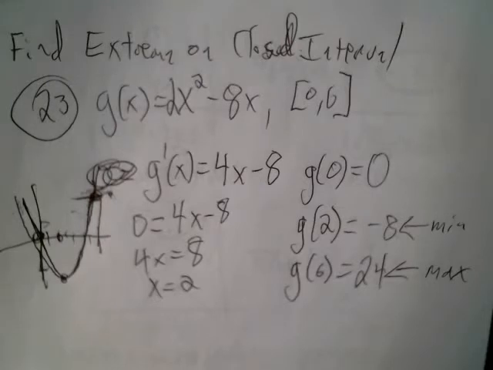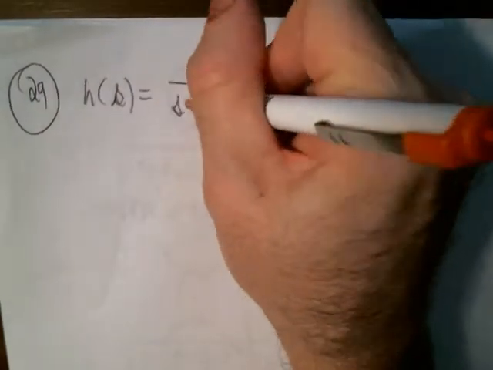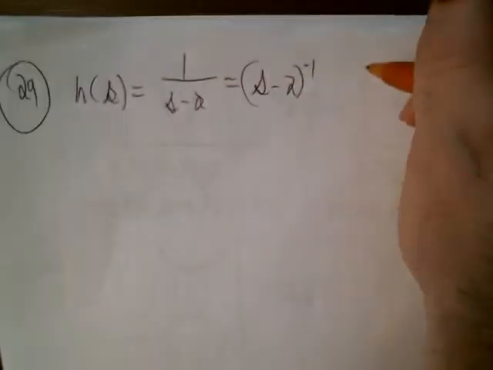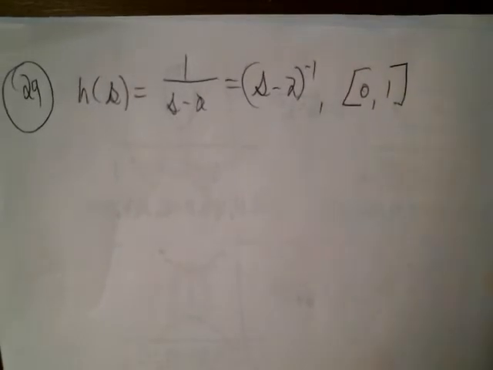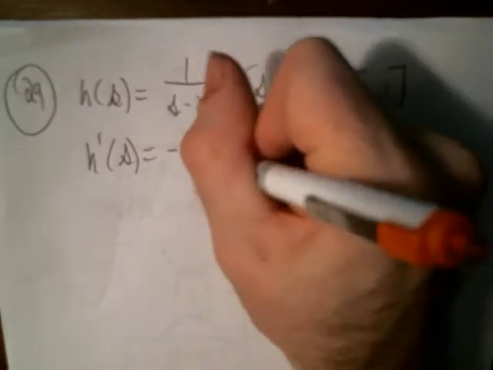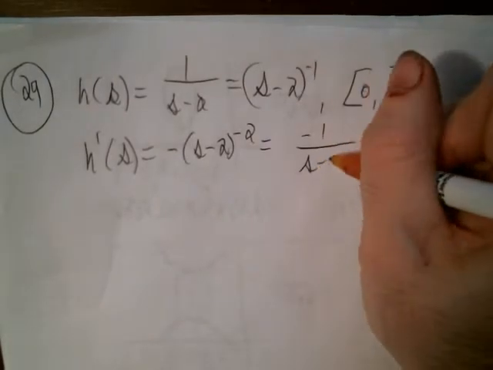Okay. Let's try one more of those, and then I'm going to talk about the theory. Okay, so here's 29. H of s is equal to 1 all over s minus 2, which I'm going to write as s minus 2 to the negative 1. And we care about the interval from 0 to 1. Okay, so I'm going to take the derivative of s. H prime of s is, bring down the negative 1, and I have s minus 2 to the negative 2. Okay, so in other words, negative 1 all over s minus 2 squared.